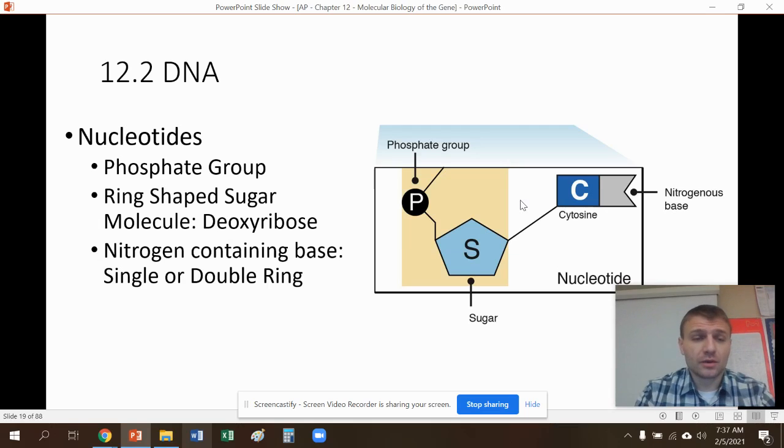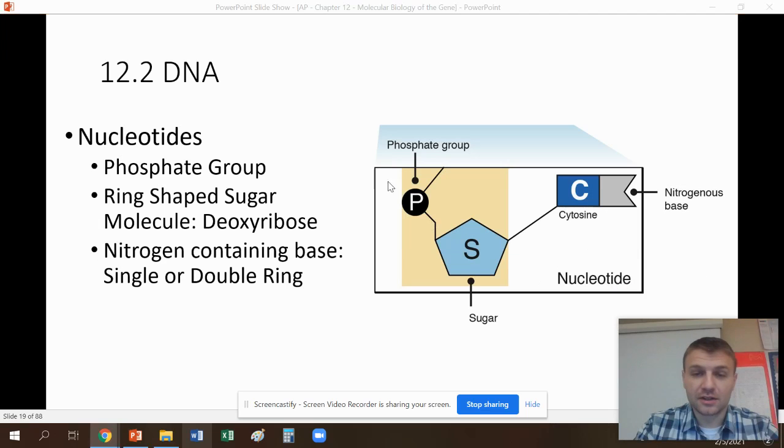All right. So the first thing we're going to talk about here is nucleotides. Again, nucleotides are the building blocks of DNA and RNA and just all nucleic acid. However, nucleotides have three parts. They are the phosphate group, the ring-shaped sugar molecule deoxyribose, and the nitrogen-containing base. It's either a single ring or a double ring, and we'll talk about those a little bit later. You can see here this is a perfect example of a nucleotide. We have that phosphate group, we have that sugar molecule, and we have that cytosine, which is the base.